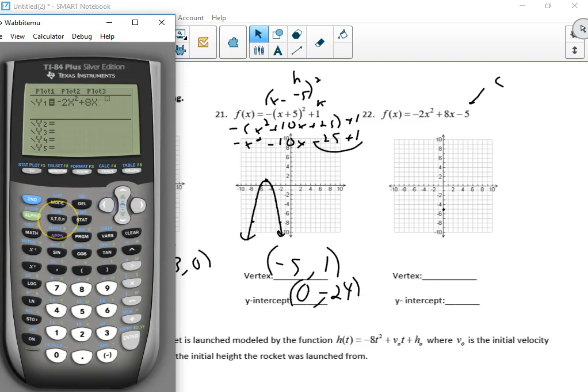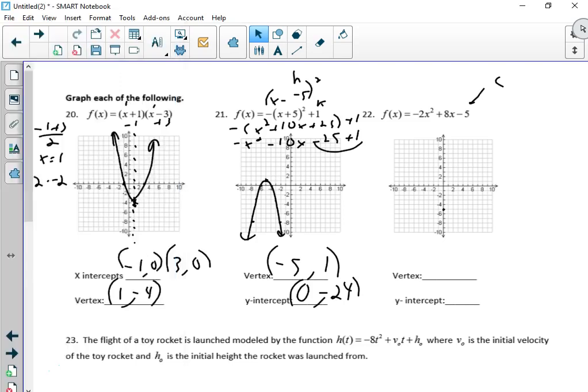8x. This is not going to work, I don't think. Minus 5. See, that works. So it should be upside down, going to -5, good. So go to my table and just get some points. In fact, not much that I can do here.